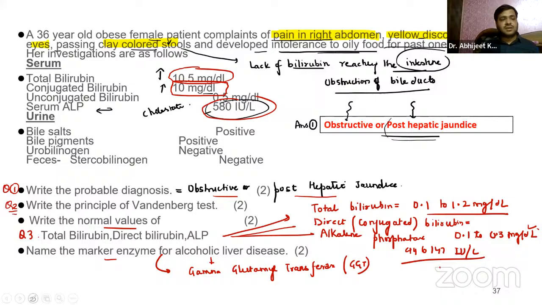Elevated levels of GGT, guys, again an important question, are often seen along with AST, the aspartate aminotransferase, and ALT, the alanine aminotransferase. All these levels are commonly elevated in alcoholic liver disease. So that is one of the cases that you have to remember.